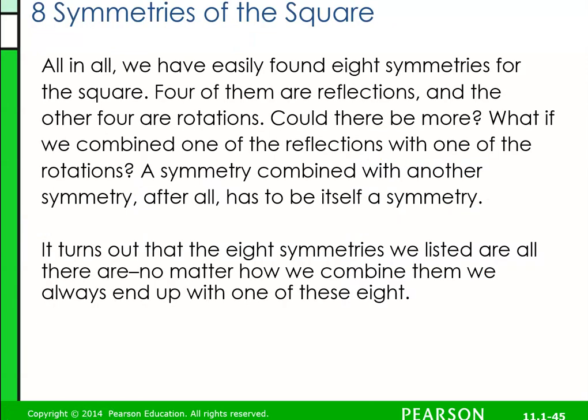All in all, we have easily found 8 symmetries, 4 rotational and 4 reflections for a square. Can there be more? What if we combine one of the reflections with the rotations? A symmetry combined with another symmetry has to be itself a symmetry. It turns out that the 8 symmetries we listed are all there are. No matter how we combine them, we always end up with just these 8.